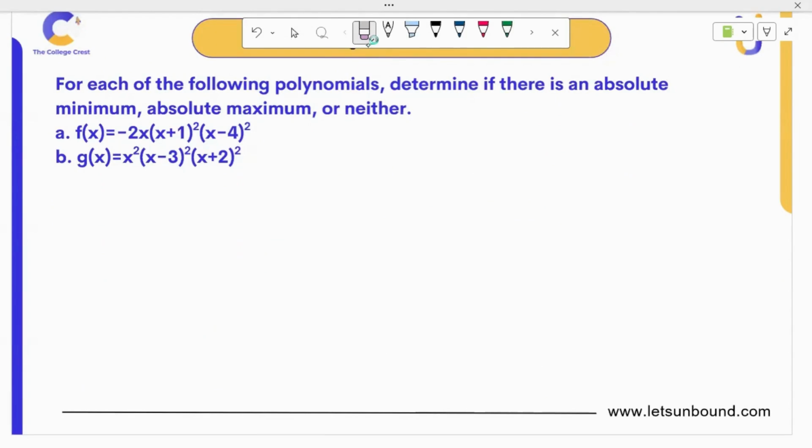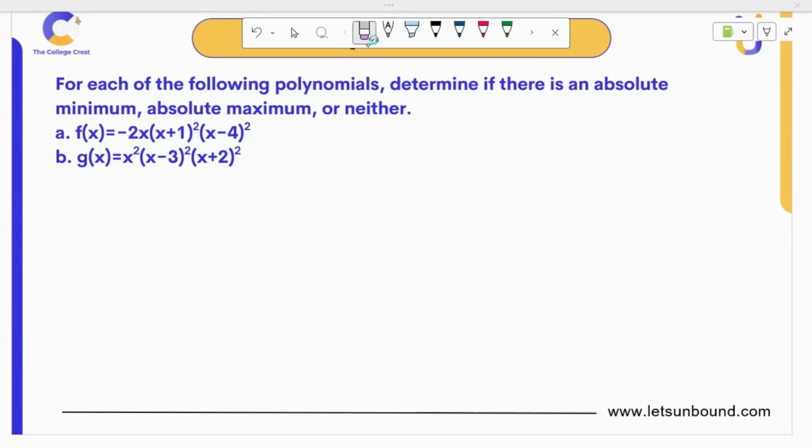Right, for each of the following polynomials, determine if there is an absolute minimum, absolute maximum, or neither. Okay, so here, absolute means throughout the graph, correct? And the polynomial graphs will never have any breaks at all. So, for this kind of question, you need to use the end behavior. So, how the graph looks like, you should be able to plot that. Just a sketch is needed.